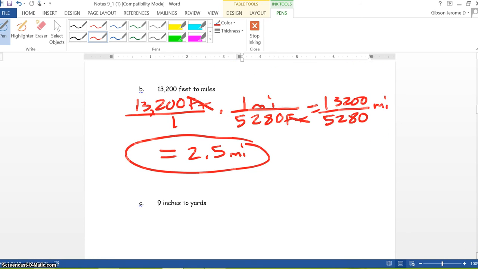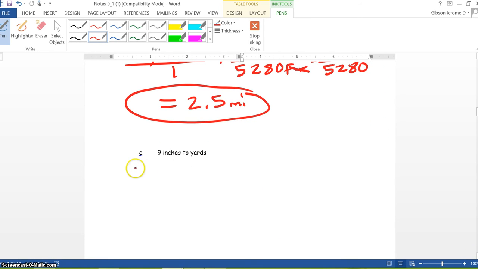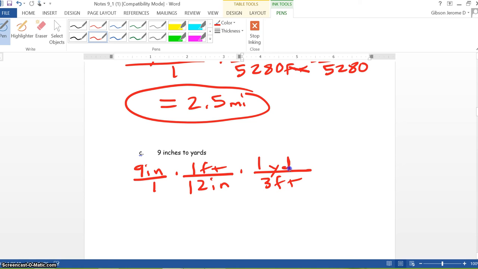Now, we scroll down here. We want to go from inches to yards. So we add 9 inches over 1. We will multiply. Now we would change inches to feet. It's 12 inches in 1 foot. Then we would change feet to yards. It takes 3 feet to equal 1 yard.